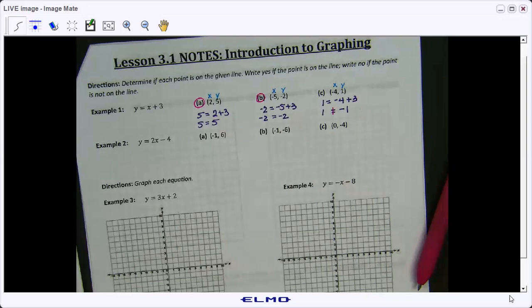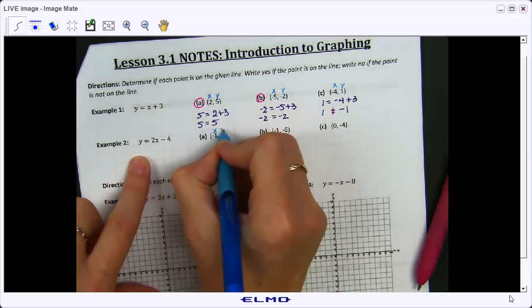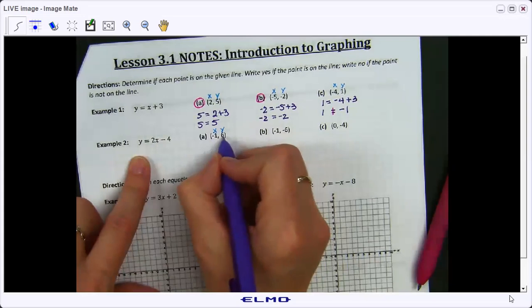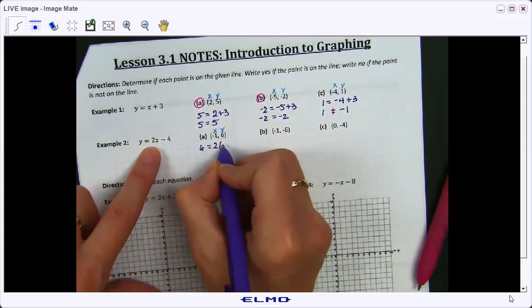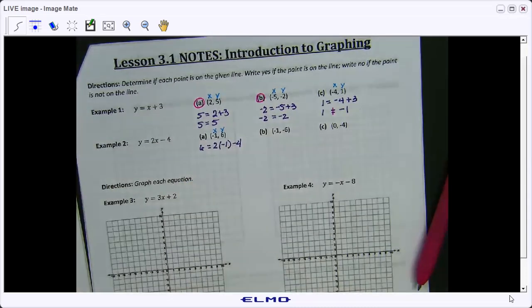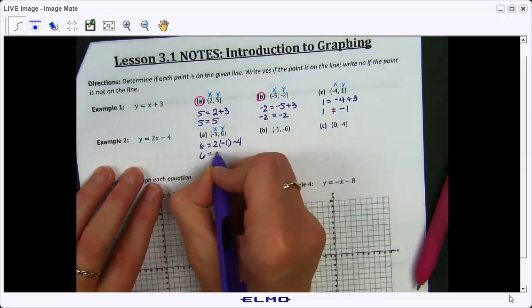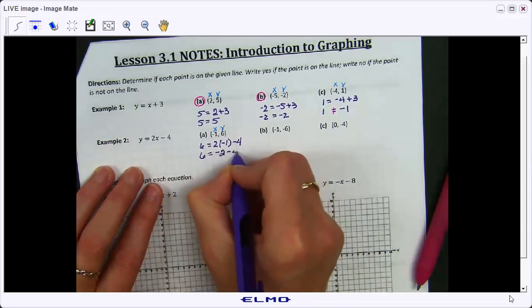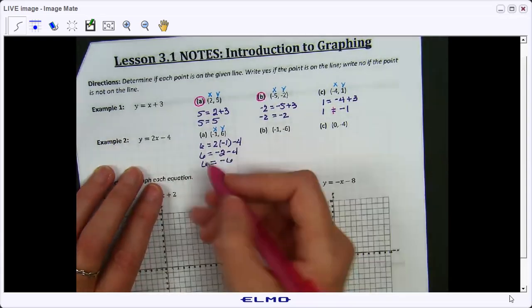Okay. So now I want you to do example 2, but be careful, the equation's a little bit different. In this case, we take Y, which is 6, equals 2 times X, which is -1, and then subtract 4. So this equation has an extra step to it. 6 equals 2 times -1, which is -2, minus 4. 6 does not equal -6, so that is not a solution.